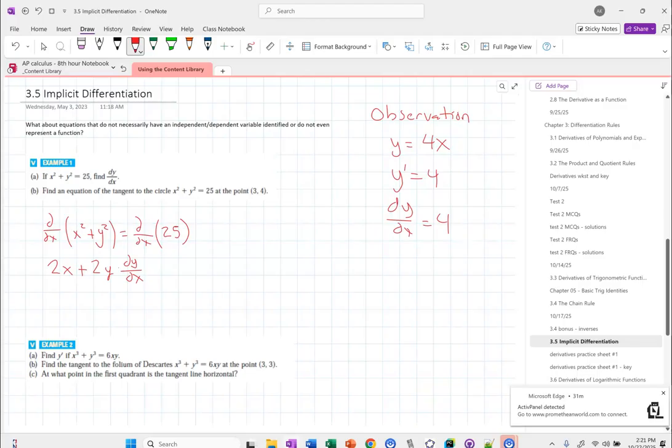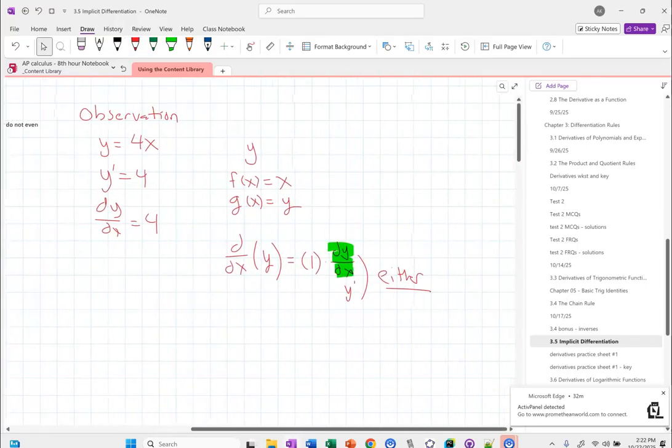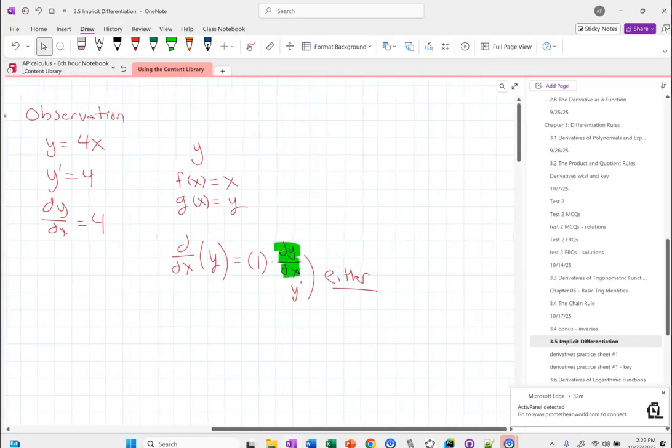The outer function there is x squared. The inner function is y. The derivative of x squared is 2x, with the inside plugged back in. That's the 2y, times the derivative of the inside. The derivative of y is dy/dx, or y prime if you prefer.